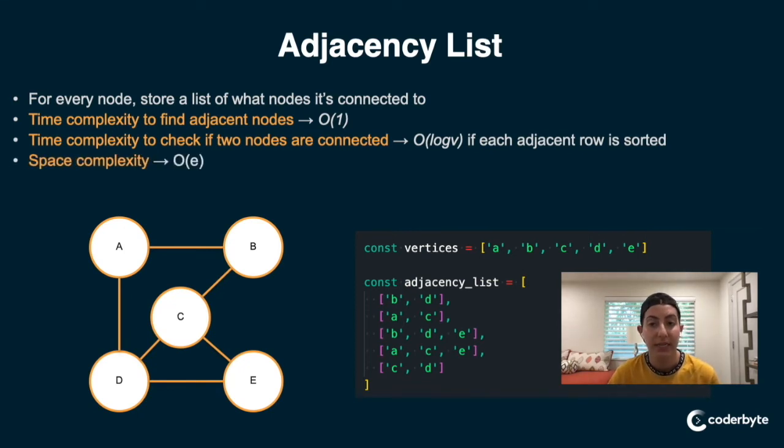For space complexity, it is big O of E, where E is the number of edges. You will always only have as many things in the subarrays as there are edges, right? Every item in a subarray represents one edge. So that's how that array will grow with the graph's edges.